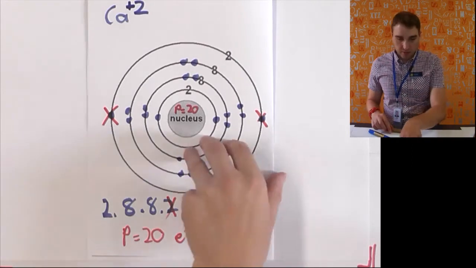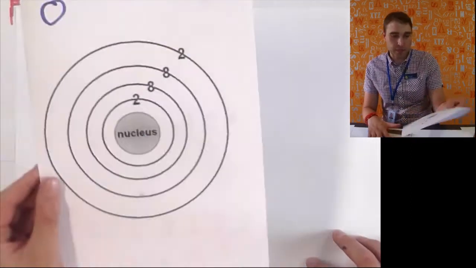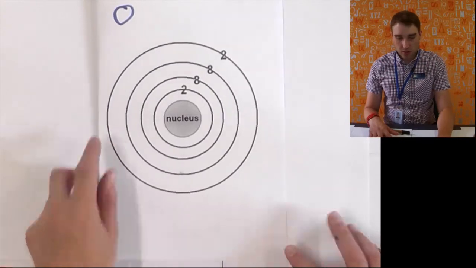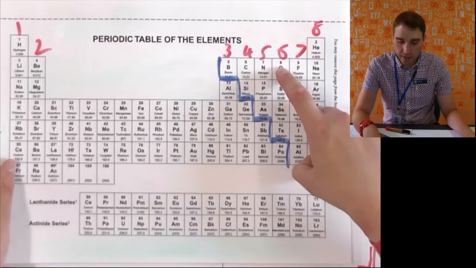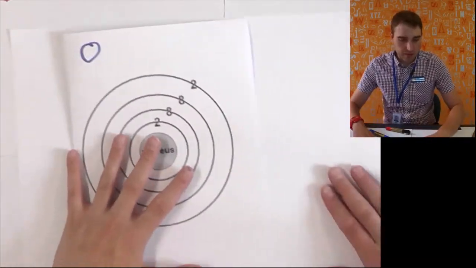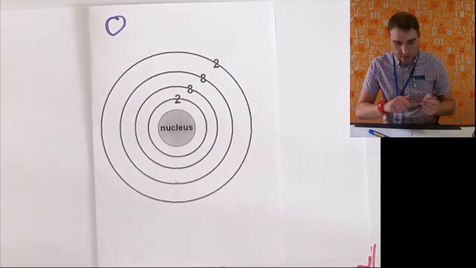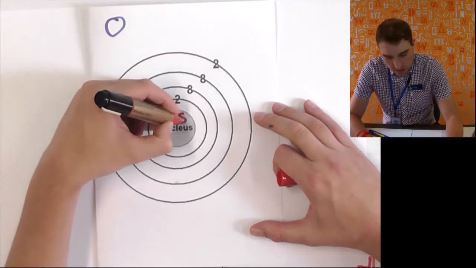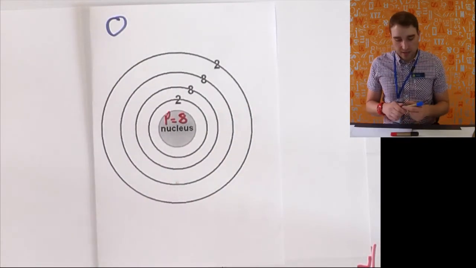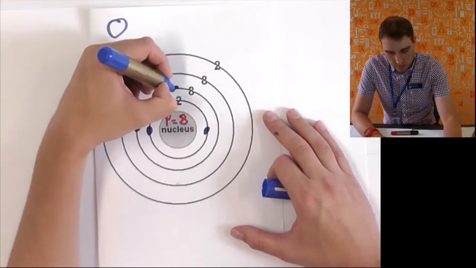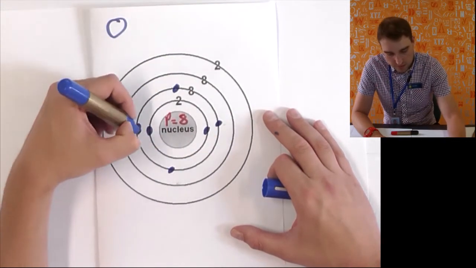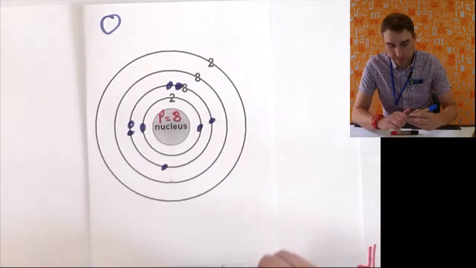Do one more example before we look at the periodic table and see if we can figure it out from there. So let's look at oxygen. So oxygen, find it on the periodic table, over here, number 8. So that means we need to put 8 protons in the middle, so P equals 8. Then we need to put 8 electrons around it. So 1, 2, 3, 4, 5, 6, 7, 8.